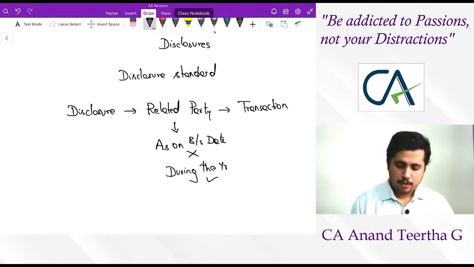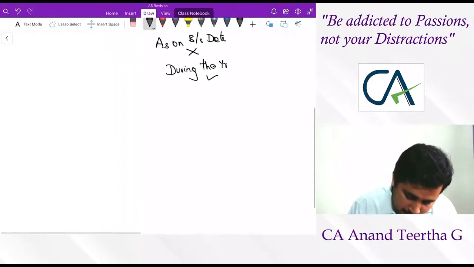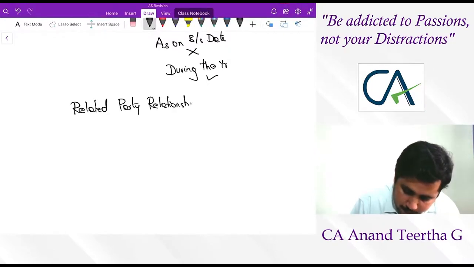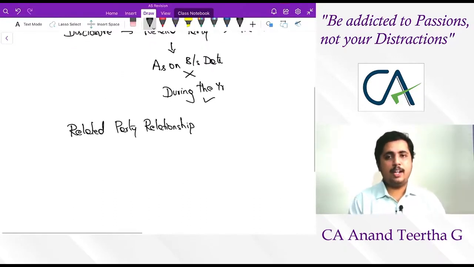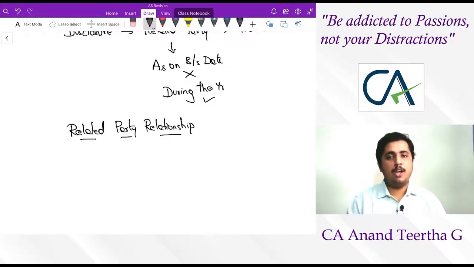Okay. Now, for you to disclose it, there has to be related party relationship. So, related party relationship is basically the need of AS18. If anything should be coming under related party, there needs to be a related party relationship. Only those things coming under related party relationship should be recorded or disclosed. Other things are totally left.